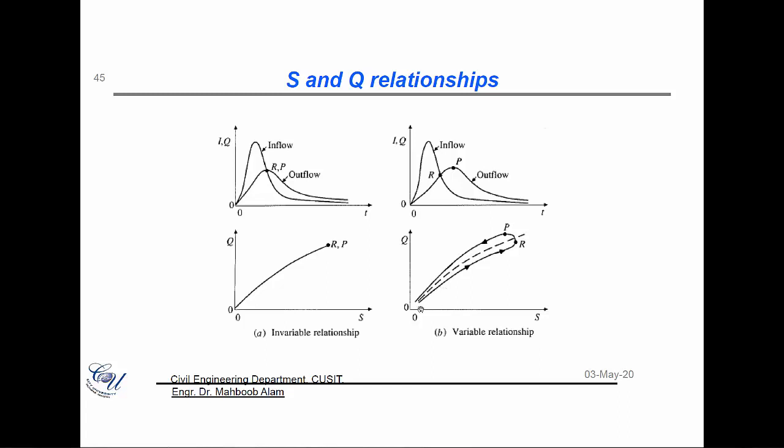And that's why the variable relationship looks something like this, where when the storage is increasing, the discharge is one value, but when the storage is decreasing, the discharge is something else. So the variable relationship is signified.